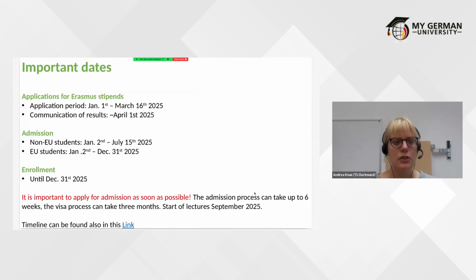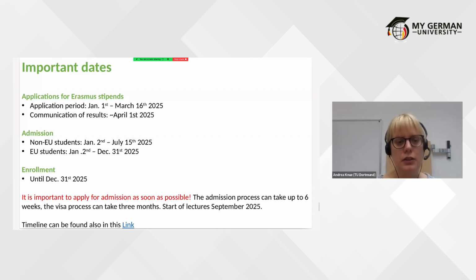So here, just last but not least, a few important dates if you're interested. You can apply for the stipends beginning January 1st until March 16th. Then we will have 2 weeks to look at all the applications, and then we will communicate the results around 1st of April next year. So we will tell you if you get the stipend or not. And then you can apply for admission. Obviously, you can apply for admission via UniAssist already beforehand, but if you don't want to run the risk to pay for UniAssist and not get the stipend, you can always do it later.